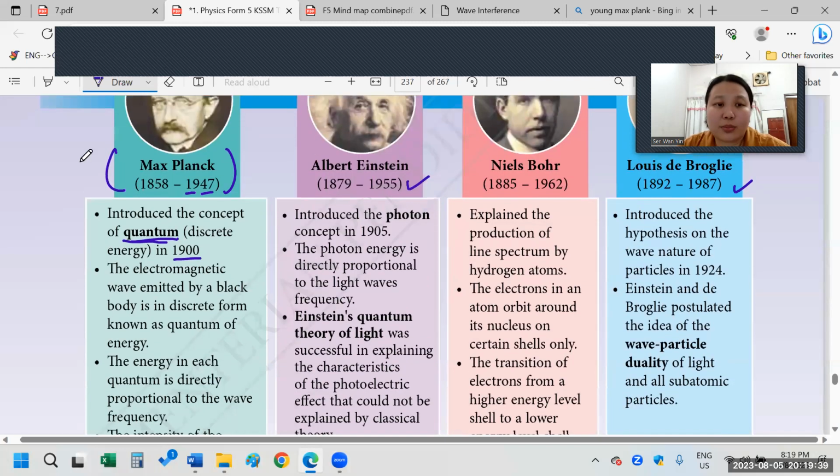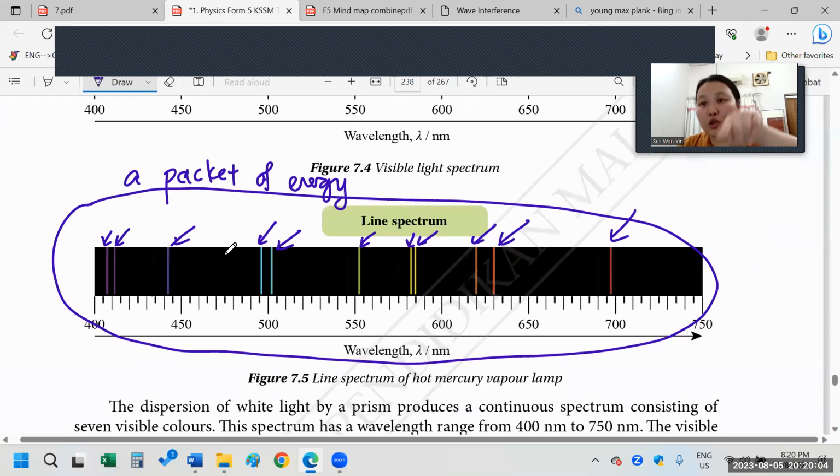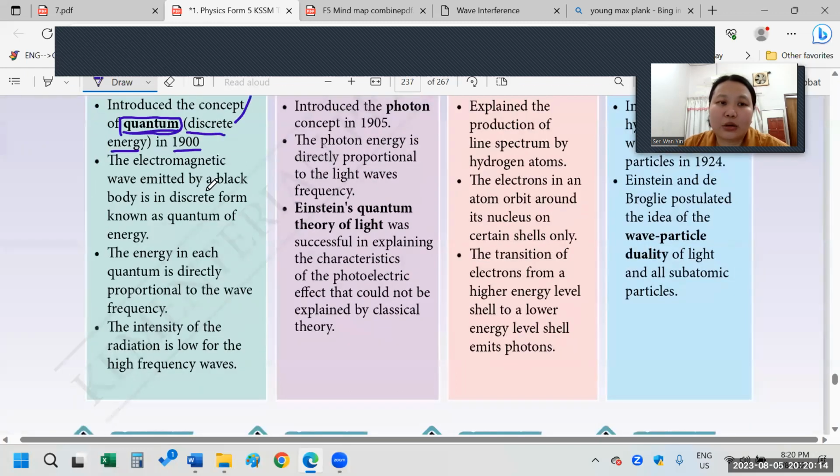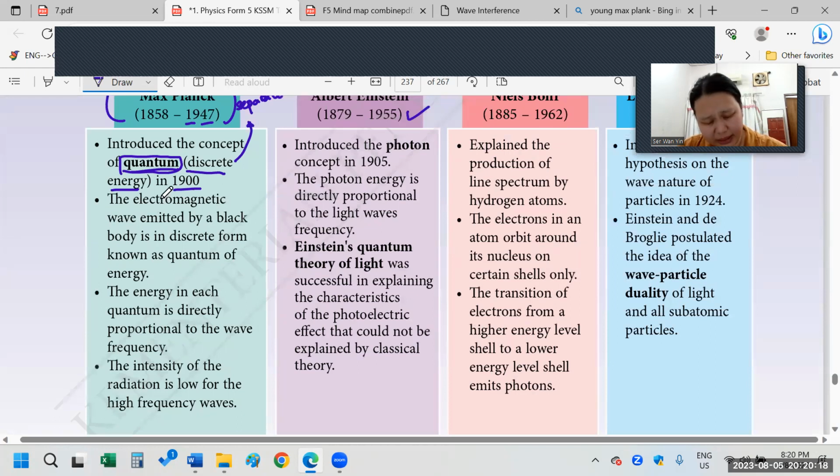Okay, so now come to Max Planck. Max Planck introduced the concept of quantum. What is the meaning of quantum? Quantum means discrete energy. What is the meaning of discrete? Discrete means separate. Like the energy is discrete, one by one, not continuous. So he said that the electromagnetic wave, like light wave, emitted by the black body is in discrete form, known as quantum of energy.